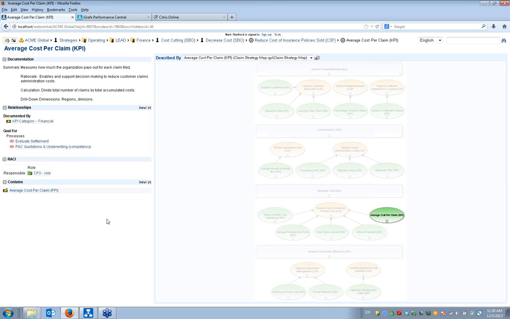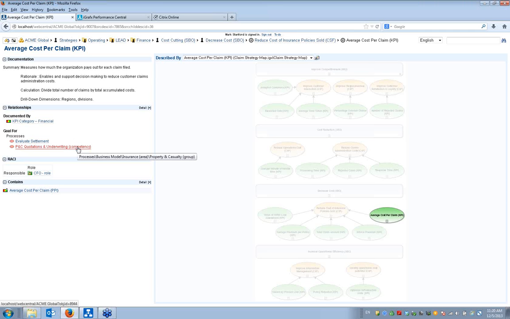So here, the performance model dimensions that Professor Mark was describing earlier show who's responsible for each KPI. I'm now looking at average cost per claim, how it's calculated, dividing total claims by total accumulated costs, the purpose or rationale for this KPI, and also the category.